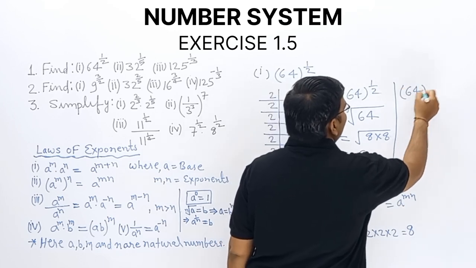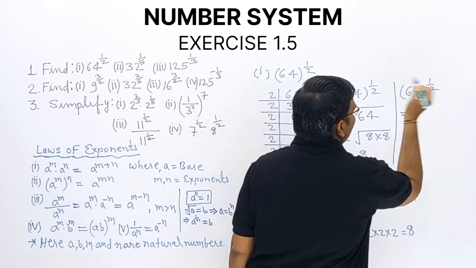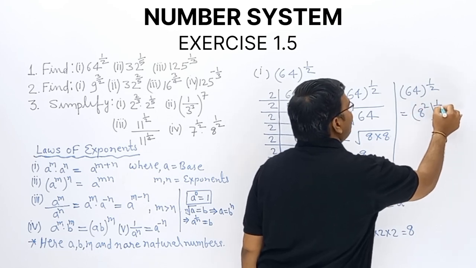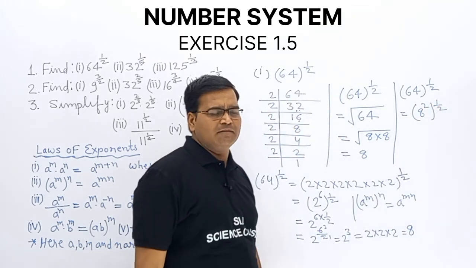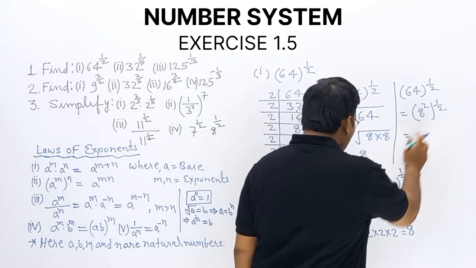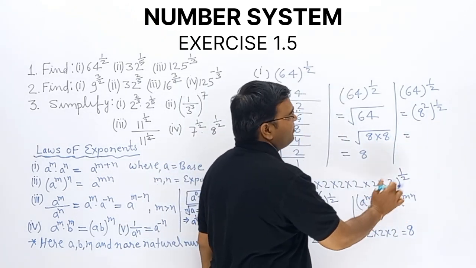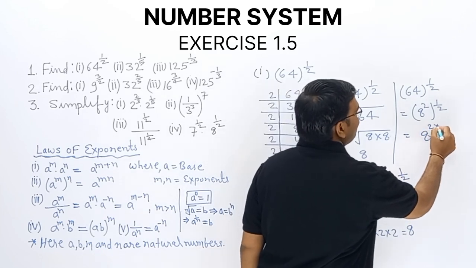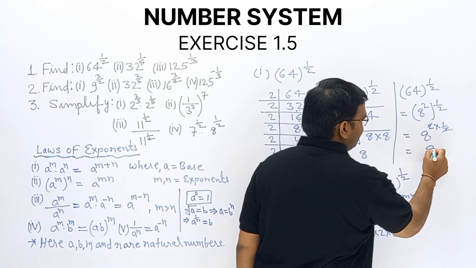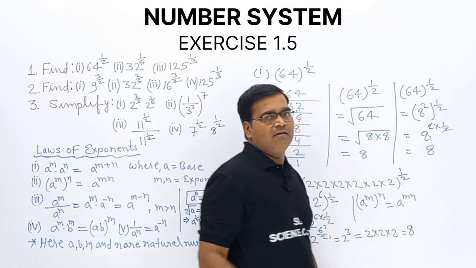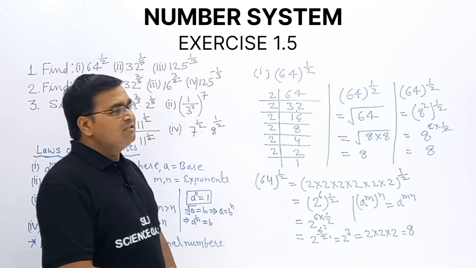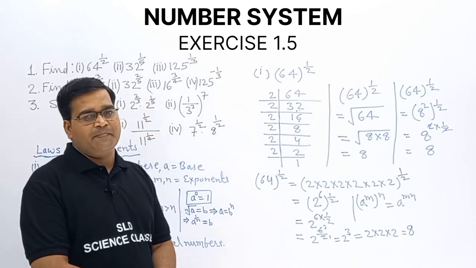64 power 1 by 2 can be written as 8 square whole power 1 by 2. 8 square, it is 2 times 8, 8 into 8, 64. And apply this formula, a power mn: 8 power 2 into 1 by 2. The 2 and 2 cancel each other. So the result will be 8 power 1, 8. So these are some ways to solve these sorts of questions.